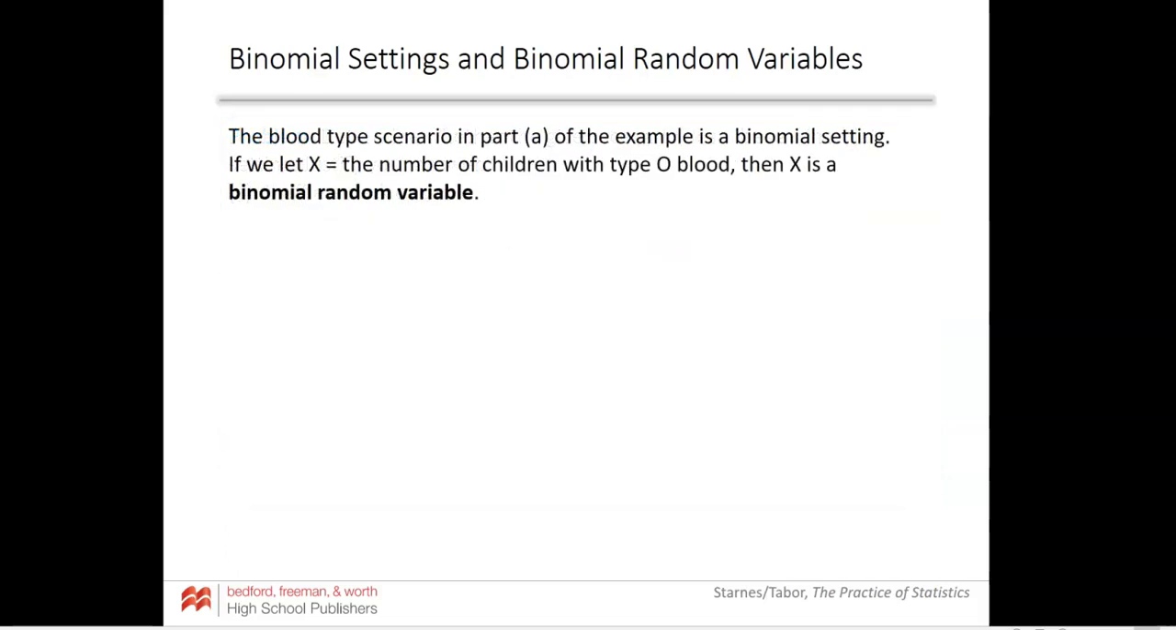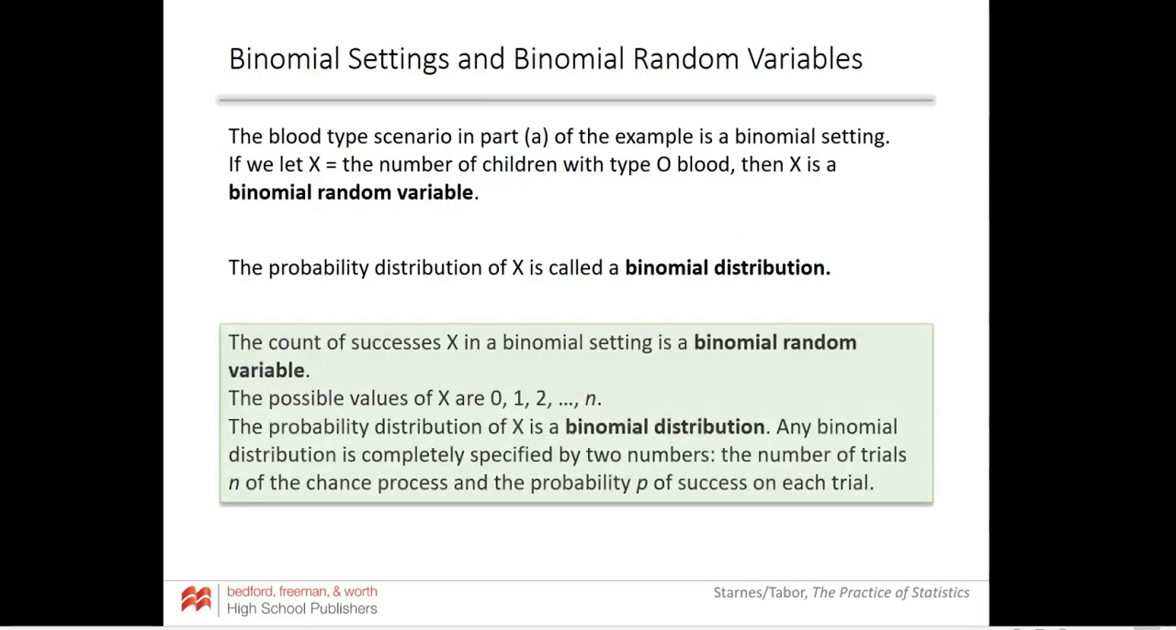Okay, so the blood type scenario in part A is a binomial setting. So we're going to say the random variable X is the number of children with type O blood. X is a binomial random variable. So we've established, we've done the test for this, that it passes all 4 tests here. It's called a binomial distribution. And if you want to write this down, you can.